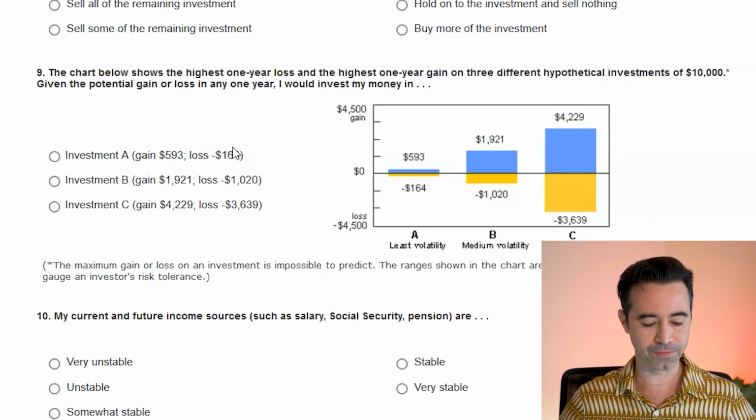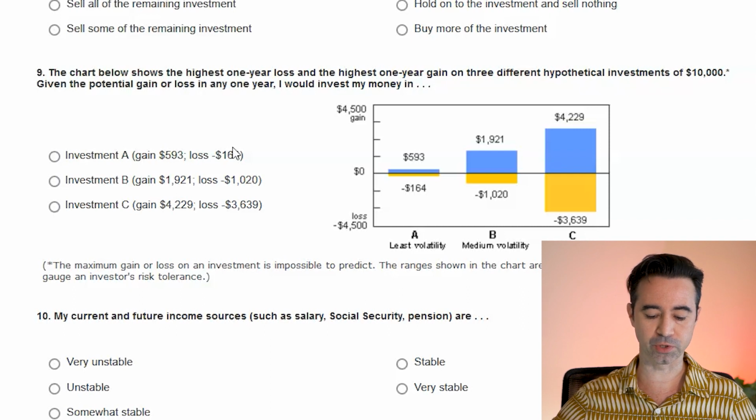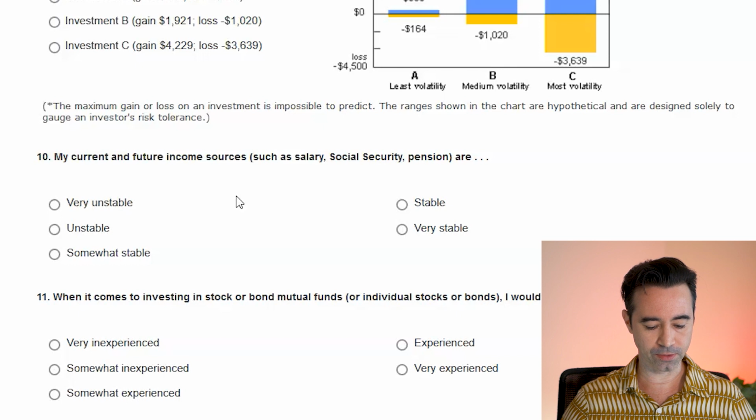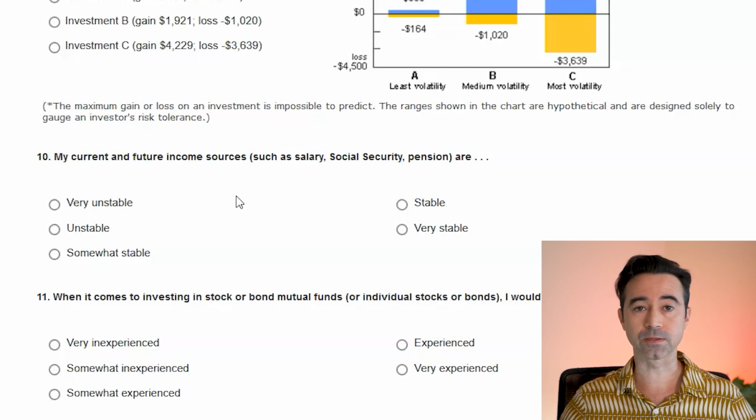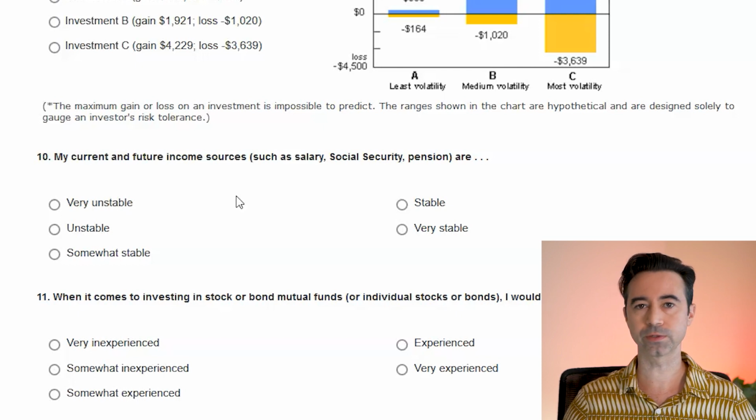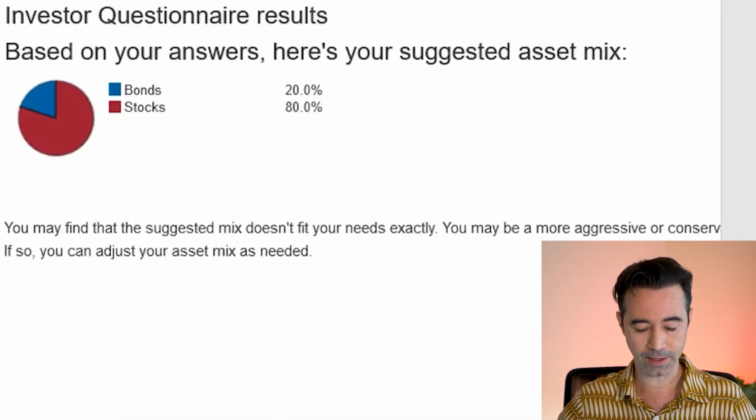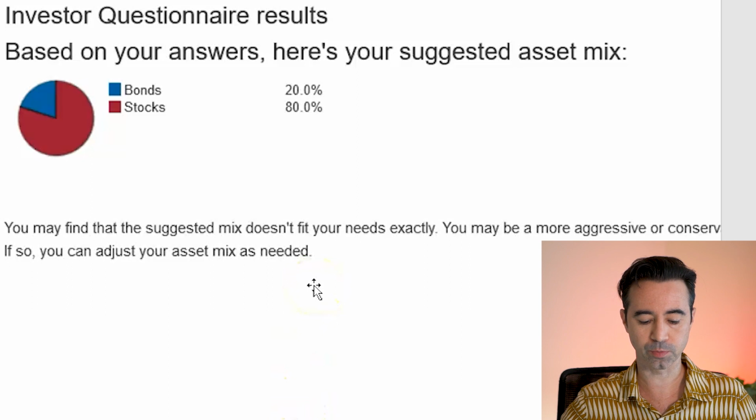The chart above is showing least volatility, most volatility, and how much you could potentially earn. Current and future income sources, and then things like if you're experienced or inexperienced. You'll take this test and you're going to come back with a certain portion of how risky you are. So I took this test and the way I came back was that I should probably have 80% in stocks and 20% in bonds.